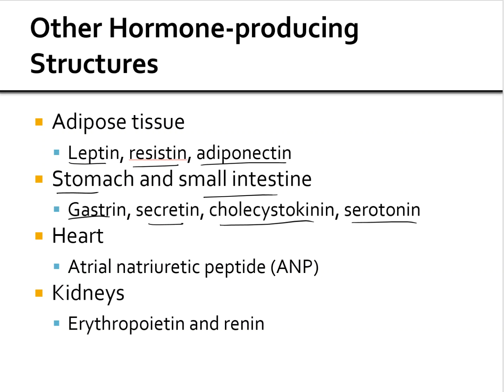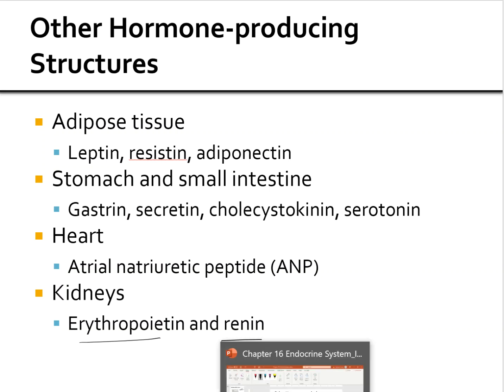The heart. A lot of people don't realize the heart has endocrine function. Again, not an endocrine organ because it's part of the cardiovascular system. However, it does secrete a hormone known as atrial natriuretic peptide, ANP. We'll talk about that in a few weeks. And then the last one is the kidneys. Kidneys are part of the urinary system. However, they secrete two major hormones, erythropoietin and renin, which means they also have endocrine function. So that ends our chapter 16, endocrine system.